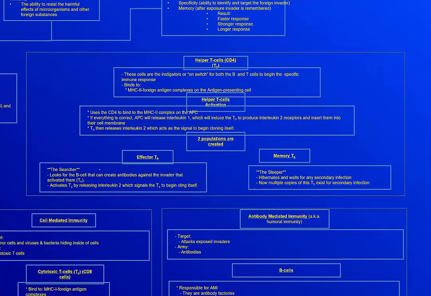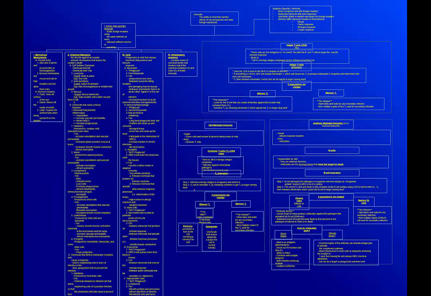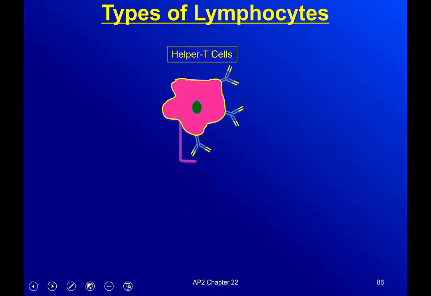And I call it the searcher because it goes looking for the B cell that can create antibodies against the invader that activated them. In the case of our example, it looks for a B cell that can make antibodies against red leg. Okay? It also activates the cytotoxic T cell by releasing interleukin-2, which signals my cytotoxic T cell to begin cloning. Okay, so that is the helper T cell. That's what we've just finished discussing.